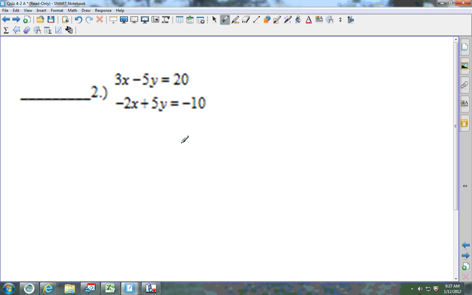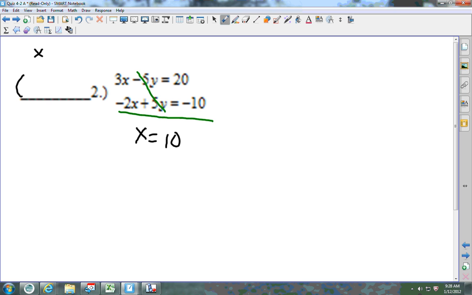Next, here's the problem. First off, when we go to solve by linear combination, I'm going to look to see if I can combine them right away. Is there a variable right now that automatically makes 0? The y's do, because -5 plus 5 makes 0. These cancel out. 3x minus 2x, 3 minus 2 is 1, equals 20 minus 10 is 10. I don't need to do anything else.